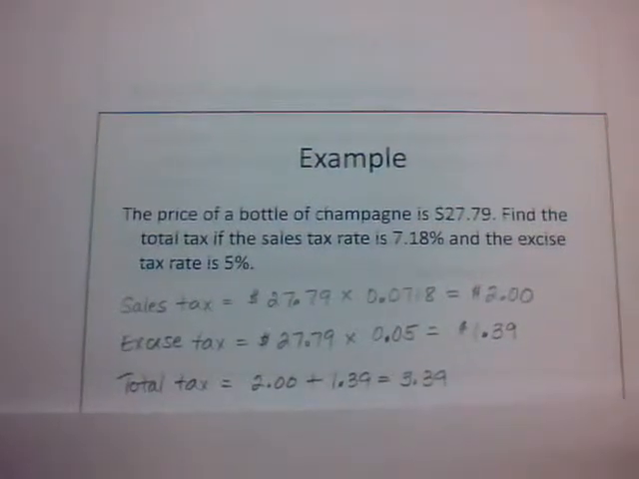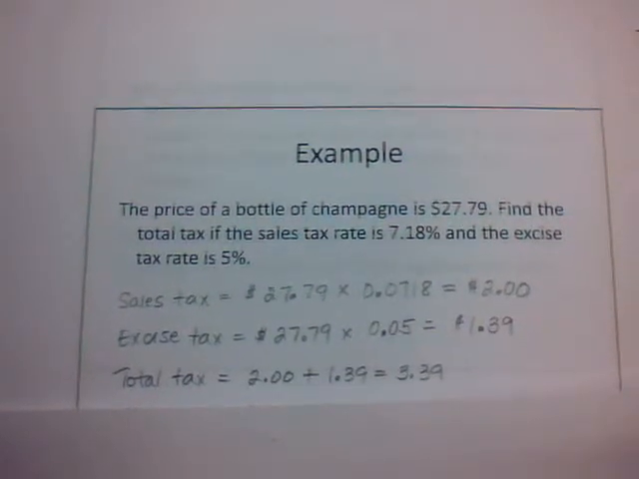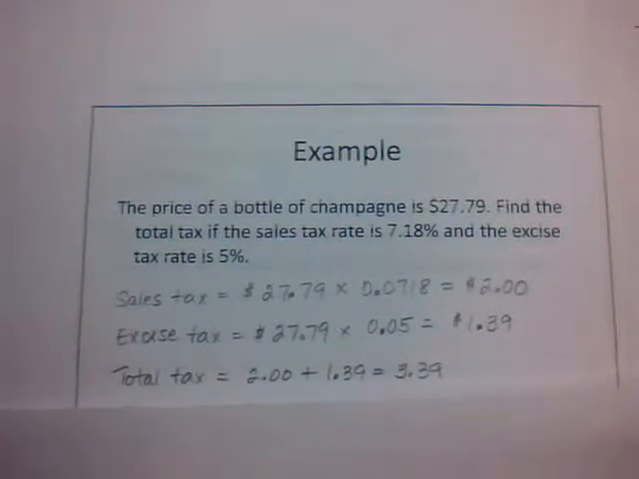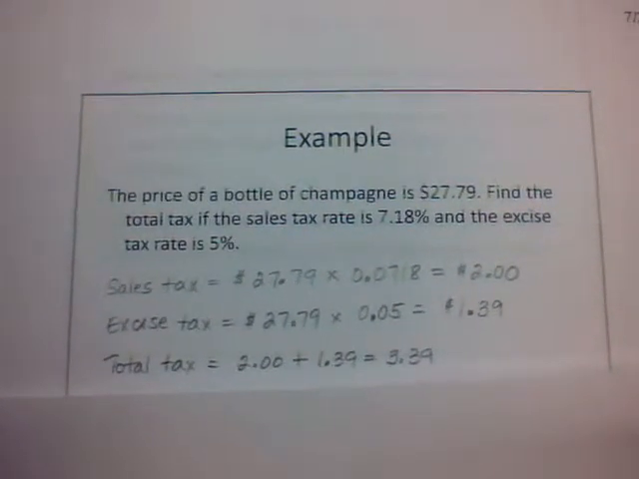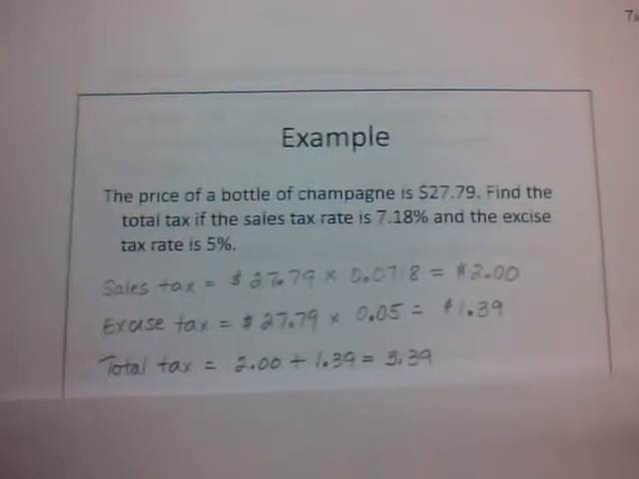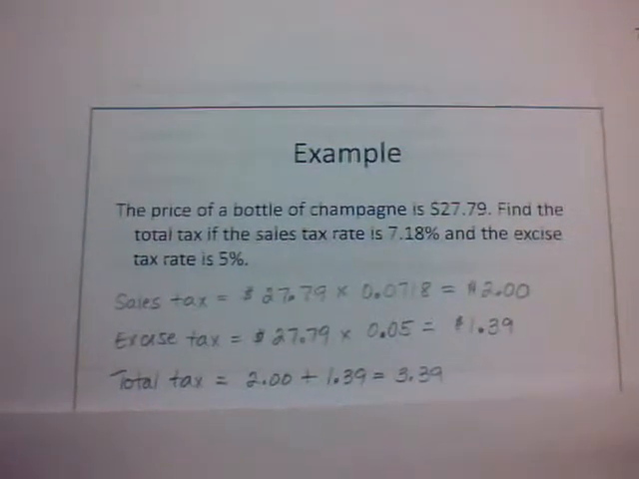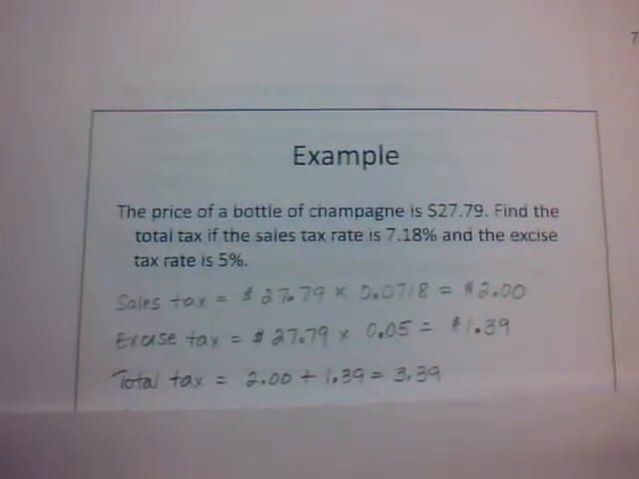Now to find the total tax, you'll take $2 and add $1.39 to it. You'll get $3.39. Okay, so that will be the total tax for the bottle of champagne.